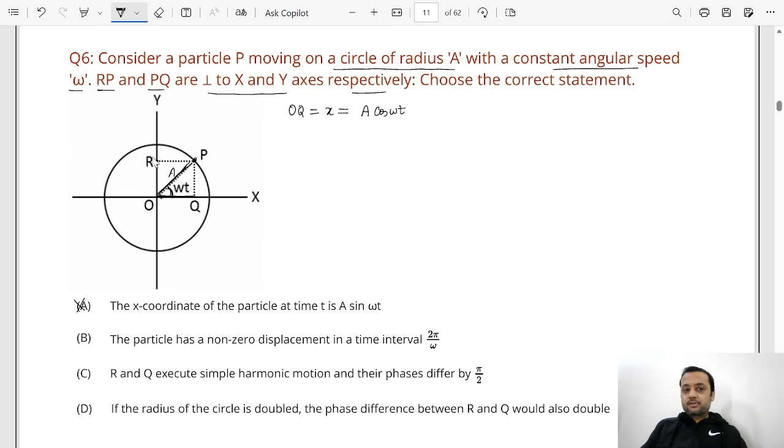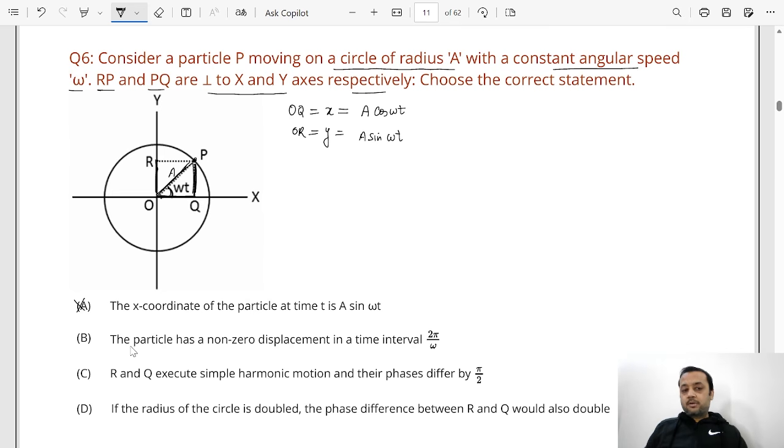Then let's also find the value of OR. OR is the y coordinate of the particle, which will be a sin omega t in this, because PQ is also equal to OR, and that will be a sin omega t, right?